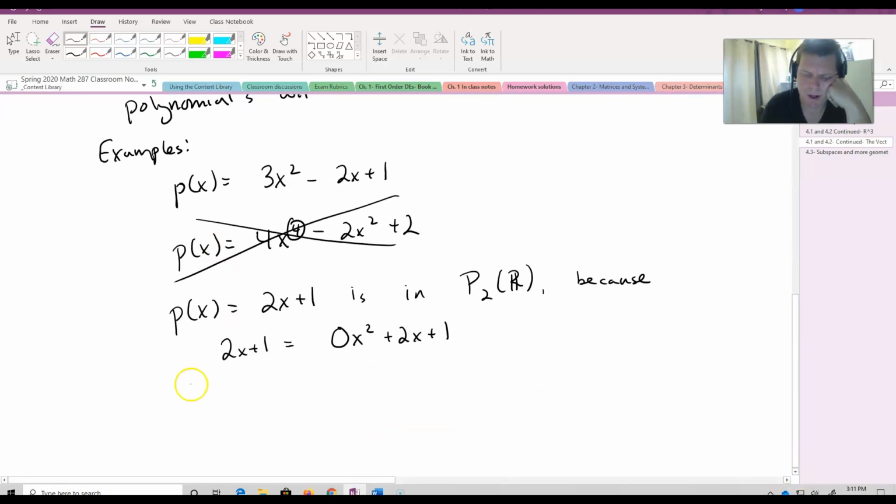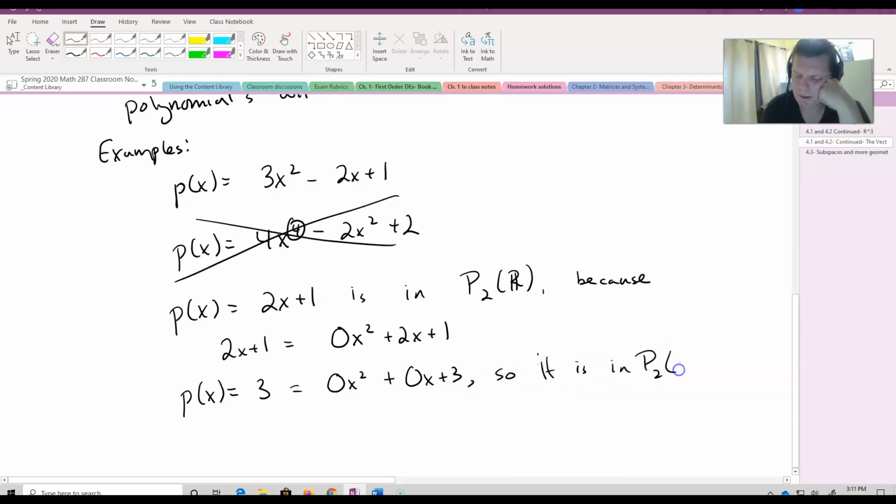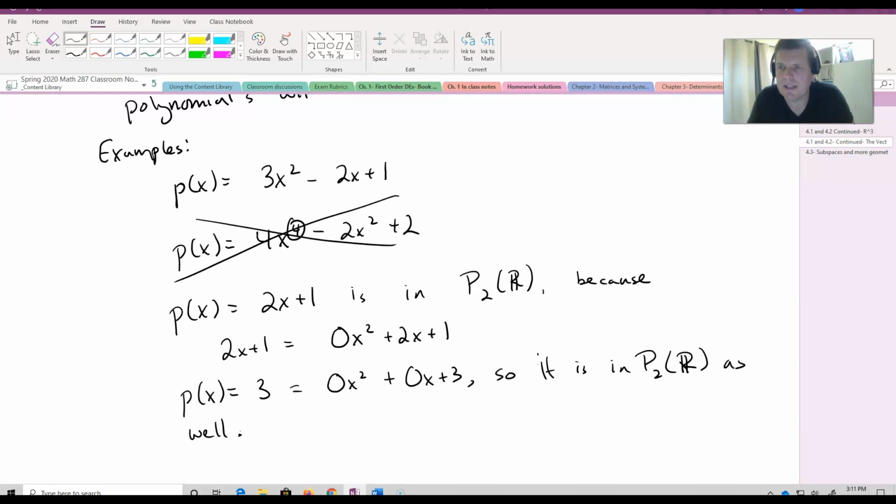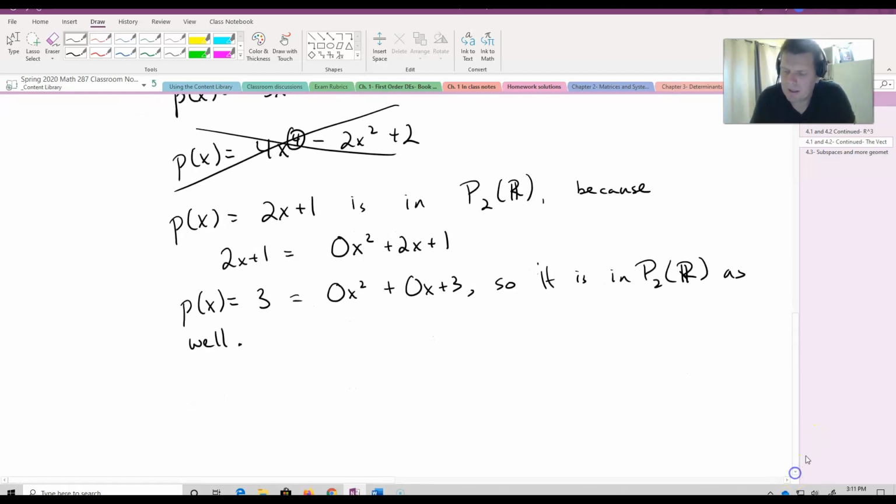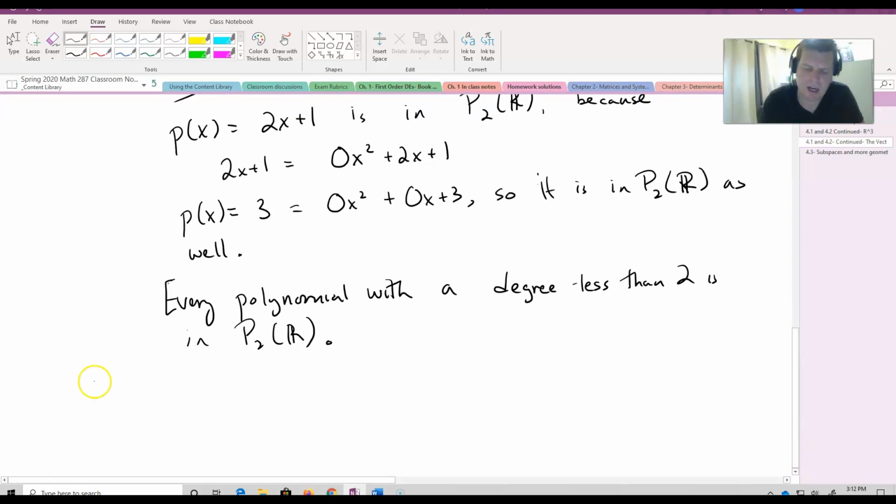All right. On the other hand, we might write P of x equal to 3, right? This equals 0x squared plus 0x plus 3. So it is in P2(R) as well. It turns out that every polynomial that has a degree less than 2 is going to be contained within P2(R). Okay? So every polynomial with a degree less than 2 is contained in P2(R). Now, a couple things to show. Let's talk about another example.